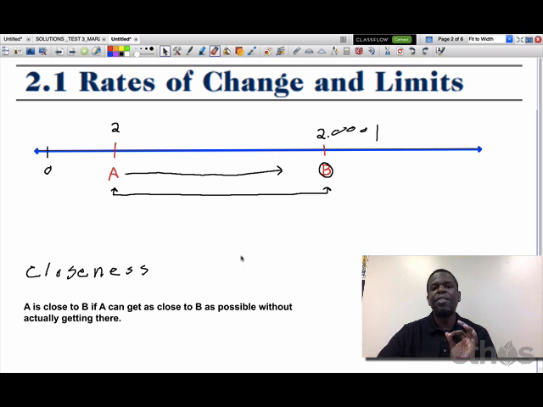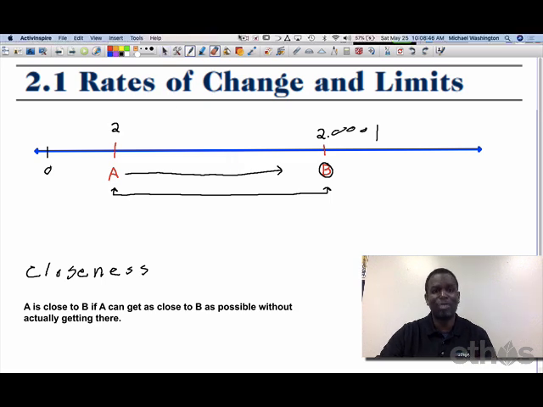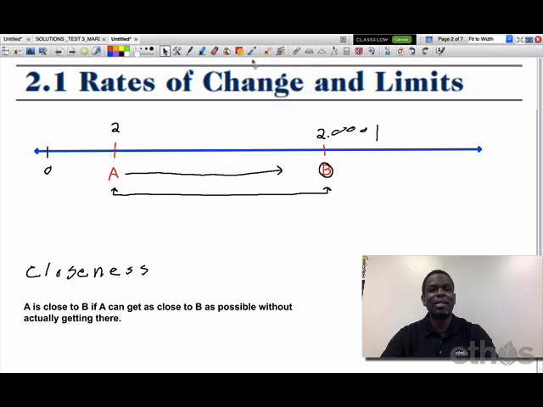Okay? And so that is going to be our foundation of this thing called a limit. We're going to be approaching a certain value. We don't really care about getting there, but we want to approach a certain value and get as close as we possibly can to it and see what effect that has on the actual function's y value. That's going to be our definition of closeness. Okay, now let's continue.